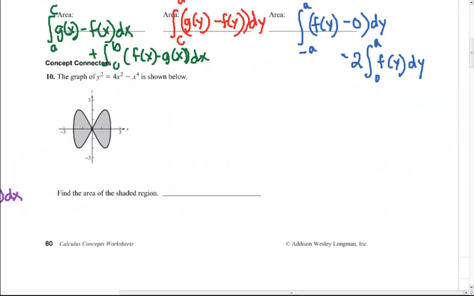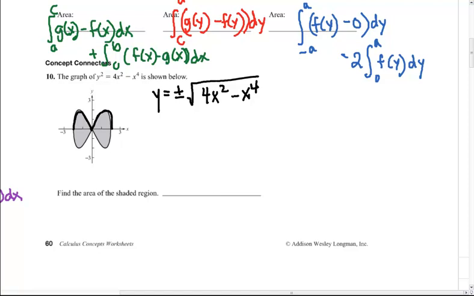We're going to go back to the concepts worksheet and do the last example that's on here. Here's the graph of y squared equals 4x squared minus x to the fourth. So notice it looks like a little bow tie. And I want to find the area of the shaded region. We kind of need to rewrite this equation because it's got y squared. So if I write y equals plus or minus the square root of 4x squared minus x to the fourth, the positive half of this would be the top part of our graph where the y values are all positive. So the top half of this bow tie. And then the negative one would be underneath.